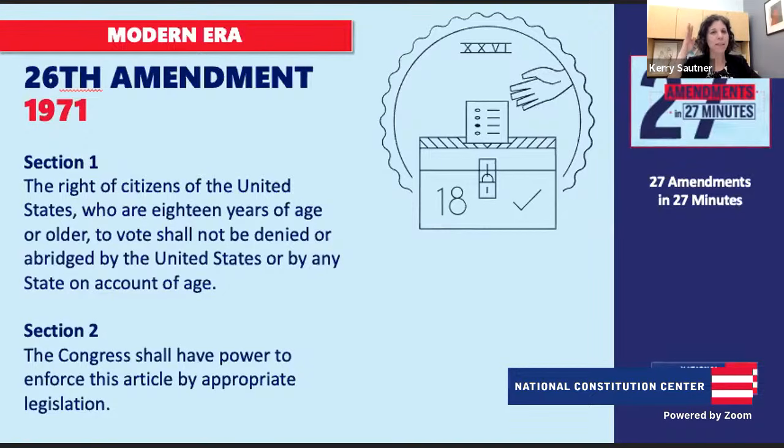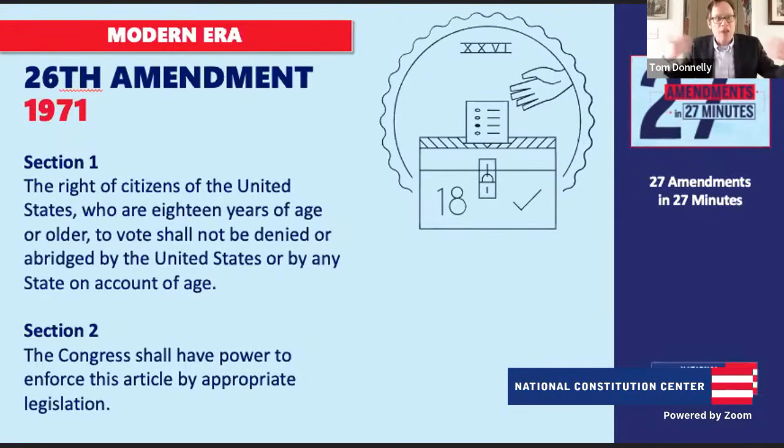So the 26th Amendment is the fastest amendment to be ratified. What was happening that stirred so much energy for adding this amendment? And what is the amendment about? The 26th Amendment is ratified in 1971. It's ratified in a little over 3 months. So really, really quickly, this is the fastest amendment. What it does is effectively set a national voting age at 18.